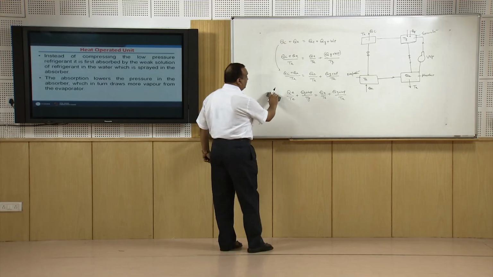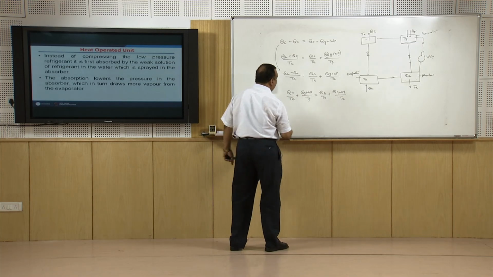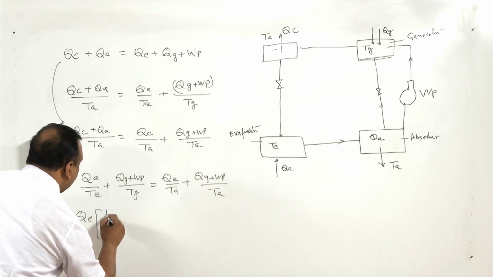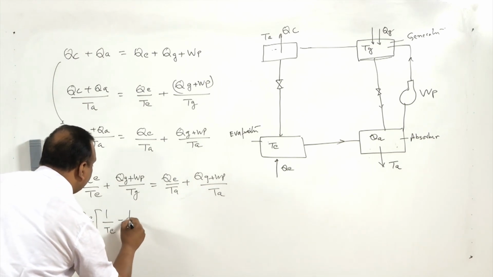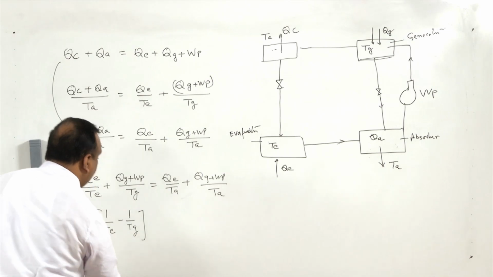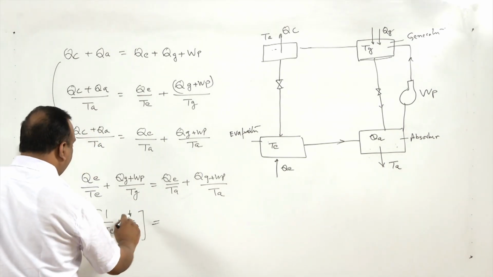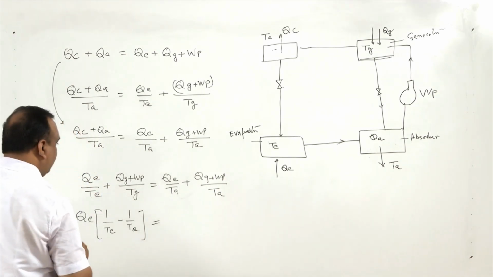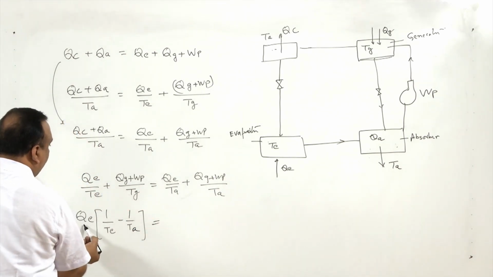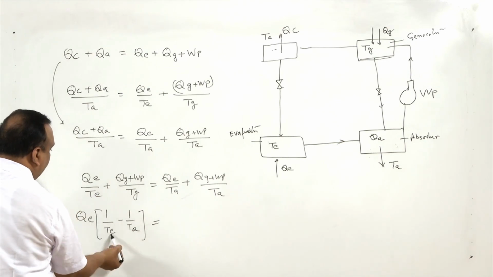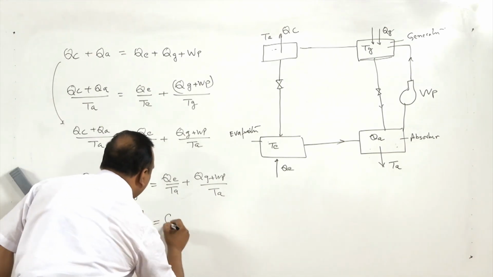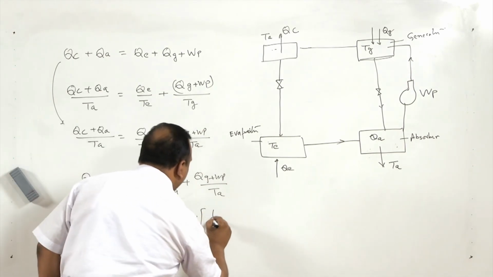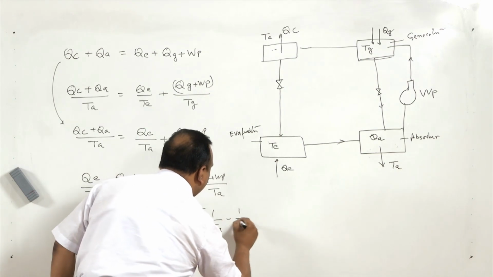Now, if we further rearrange these terms, we will be getting QE times 1 by TE minus 1 by TA, because this term is taken to this side, so QE will be common. So, QE times 1 by TE minus 1 by TA is equal to QG plus WP times 1 by TA minus 1 by TG.